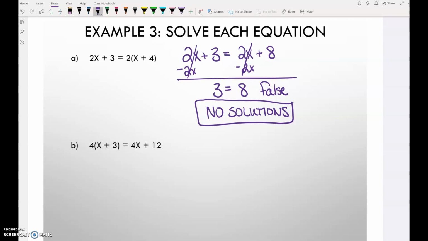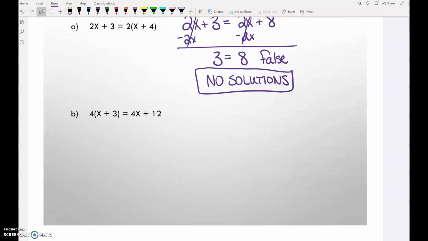Anything that we would plug into that equation would not work. It doesn't matter what x value you pick, nothing would work. There are no solutions that exist that would work for that equation. When we distribute in B, we end up with 4x plus 12 equals 4x plus 12. Do you notice anything fishy about this one?